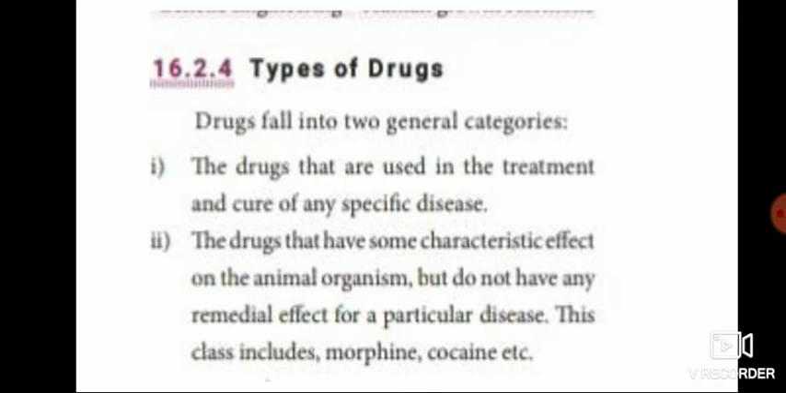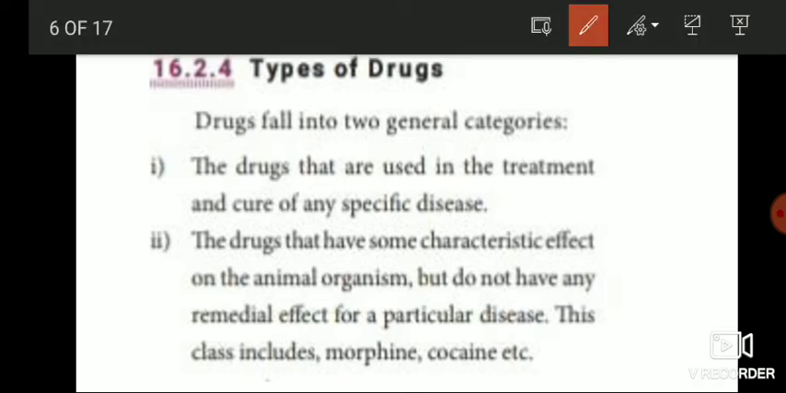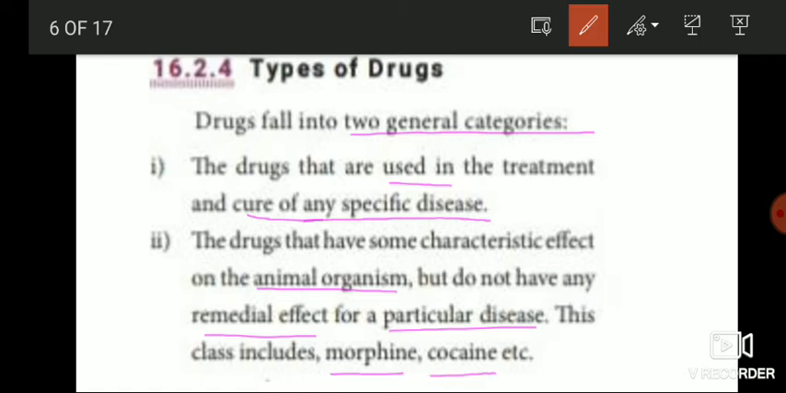And types of drugs. Drugs fall into two general categories. First, the drugs that are used in the treatment and cure of any specific disease. Second, the drugs that have some characteristic effect on the animal organism but do not have any remedial effect for a particular disease. This class includes morphine, cocaine, etc.